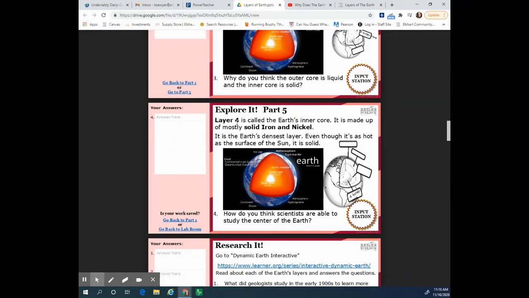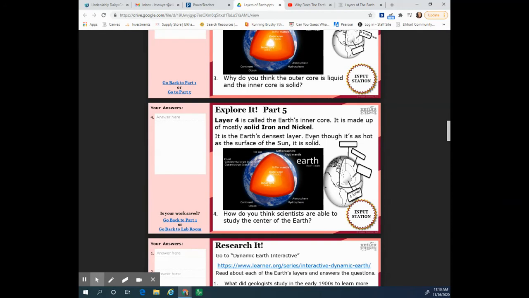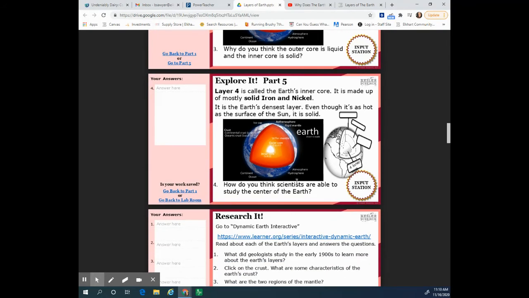Explore it 5. Layer 4 is called the Earth's inner core. It is made up mostly of solid iron and nickel. It is the Earth's densest layer. Even though it is as hot as the surface of the sun, it is solid. How do you think the scientists are able to study the center of the Earth?